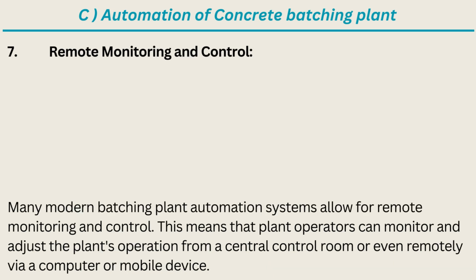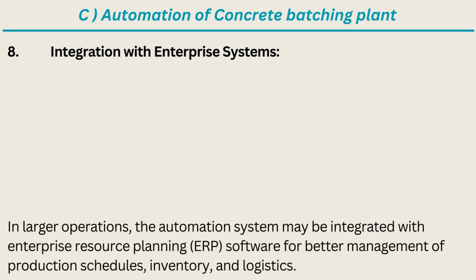7. Remote monitoring and control. Many modern batching plant automation systems allow for remote monitoring and control. This means that plant operators can monitor and adjust the plant's operation from a central control room or even remotely via a computer or mobile device. 8. Integration with enterprise systems. In larger operations, the automation system may be integrated with enterprise resource planning (ERP) software for better management of production schedules, inventory, and logistics.